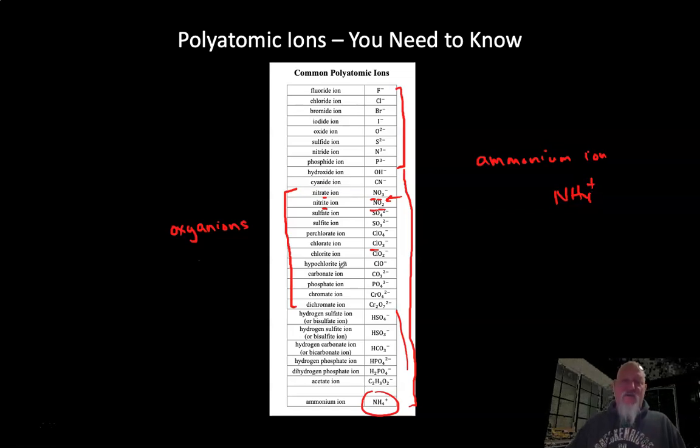Okay, so you just need to learn these elements, or these polyatomic ions. You need to know these. You need to know them for naming. You need to know them as we go forward.